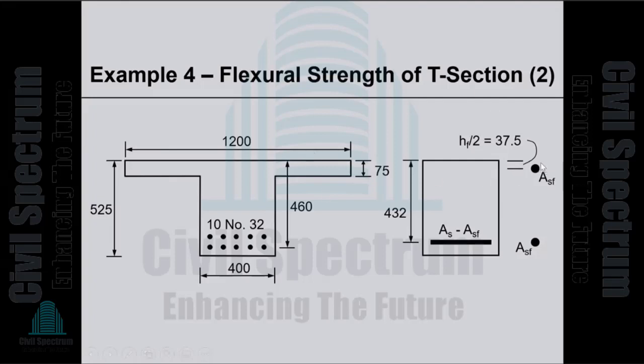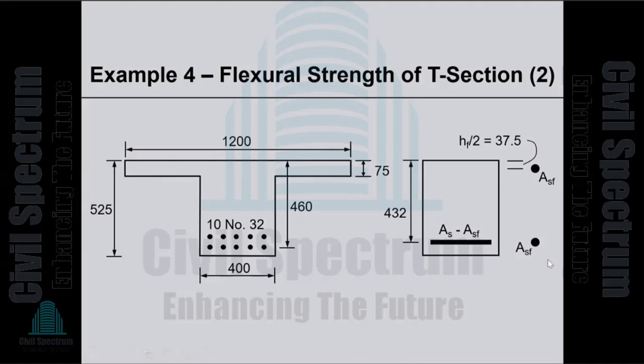We find a steel area that is equivalent to the overhanging flanges. You will see that calculation. The idea is, the compression that is resisted by the overhanging flanges will be resisted by A sub SF times F sub Y, which will be equal to the compression that is carried by the concrete in the overhanging flanges, okay? So that is a steel reinforcement area equivalent to the overhanging flanges.